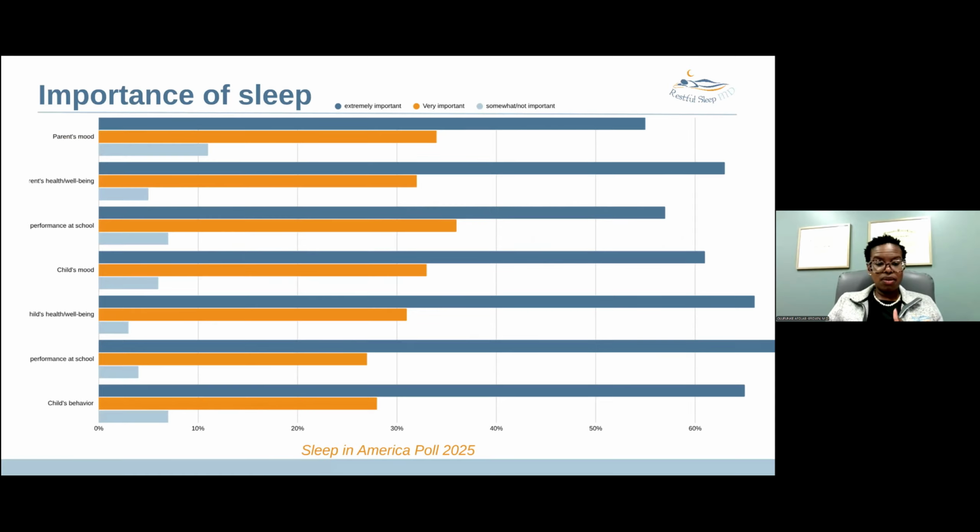And the dark blue showing here is just families that think that sleep is very, very important. So you can see most families think it is very, very important, or at least very important. Okay. So we're talking about this because this really does matter.